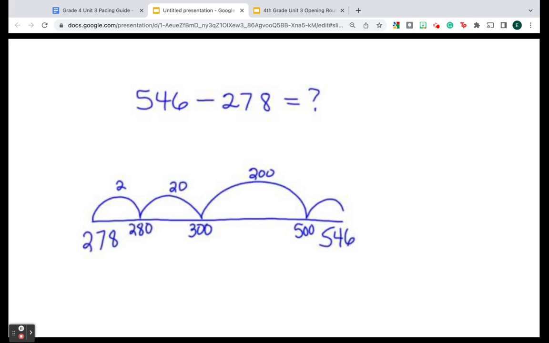Subtraction doesn't always mean take away, it could mean the difference between two numbers. It could mean when I count up from 278, how many does it take to get me to 546? Number lines can help us be really flexible.